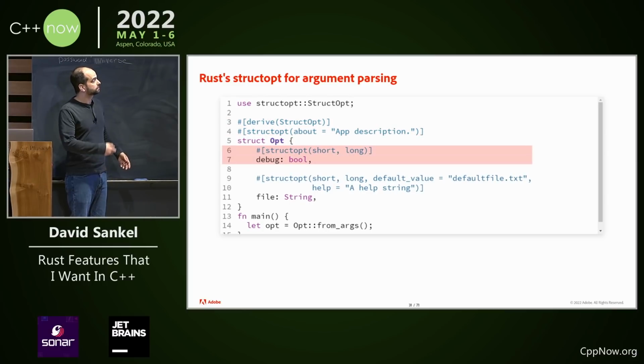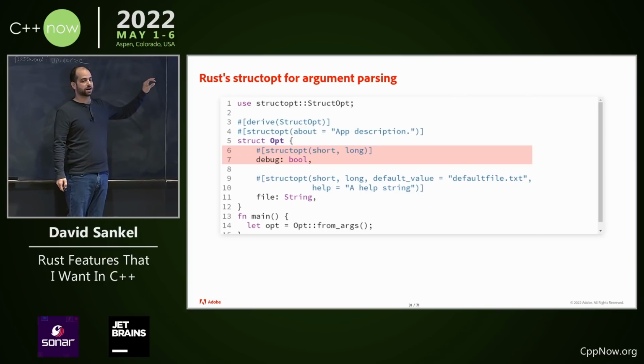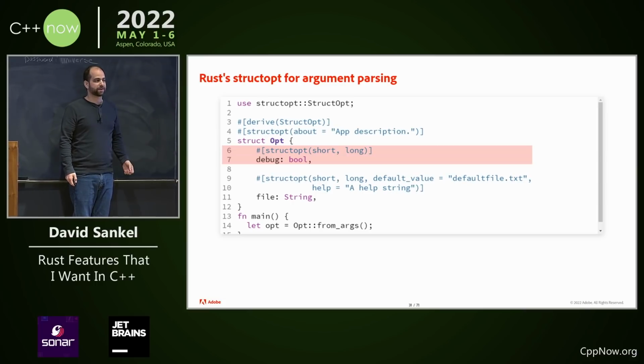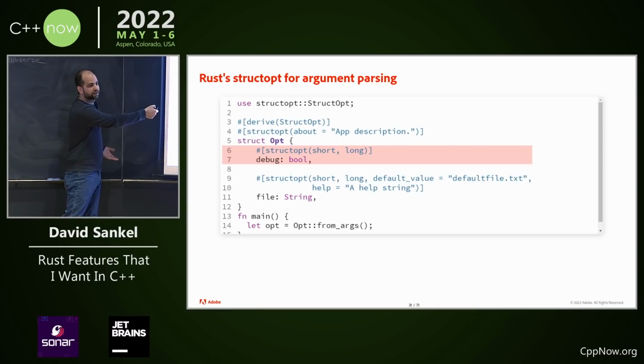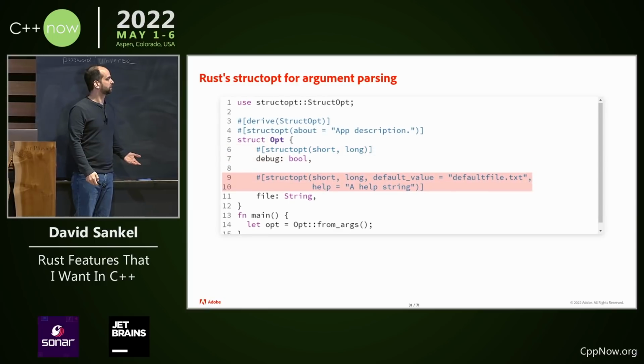Here we have debug, all right? It's a bool. And the annotation here is structopt, which is the name of the library, short and long. What do they mean by short and long? Short means I want to have a dash D. Long means I want to have a dash dash debug. How does it know dash D and dash dash debug? Well, it's the name of the variable, right? It's able to pull that out of it. That's pretty sweet. I don't have to repeat myself.